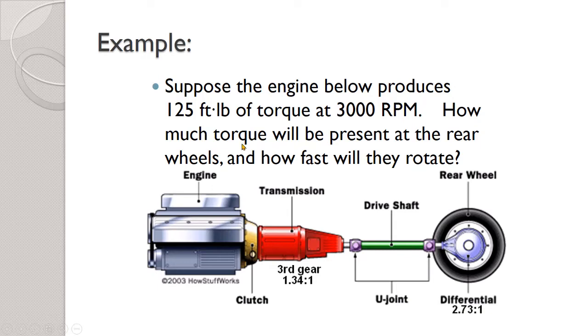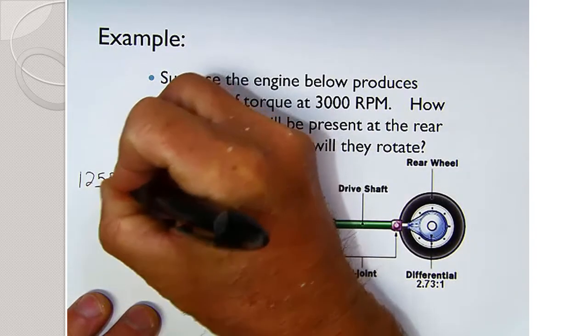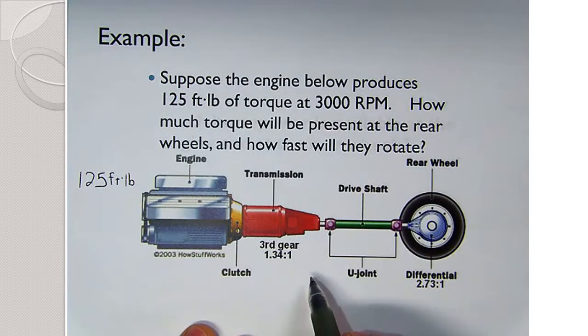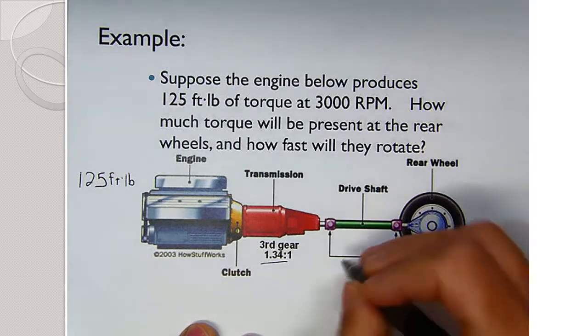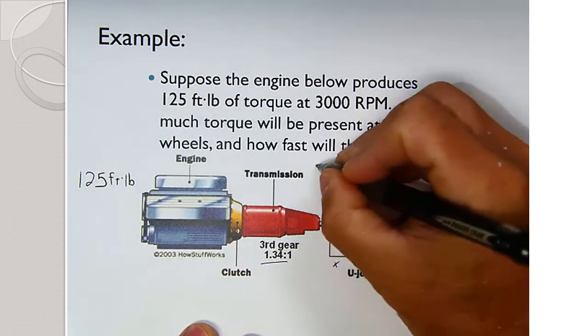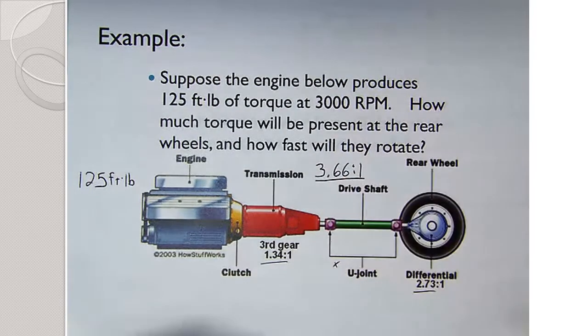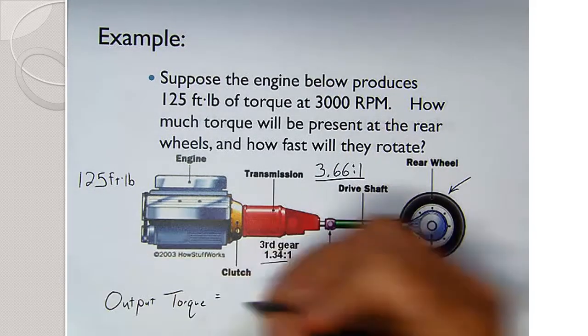We want to figure out how much torque is present at the rear wheels and how fast they're rotating. So let's start out with torque. We know that the engine is generating 125 foot-pounds of torque. Let's start with that. Now we just showed a moment ago that the overall drive ratio for a 1.34 third gear and 2.73 to 1, we multiplied those, and this turned out to be a 3.66 to 1 overall drive ratio.